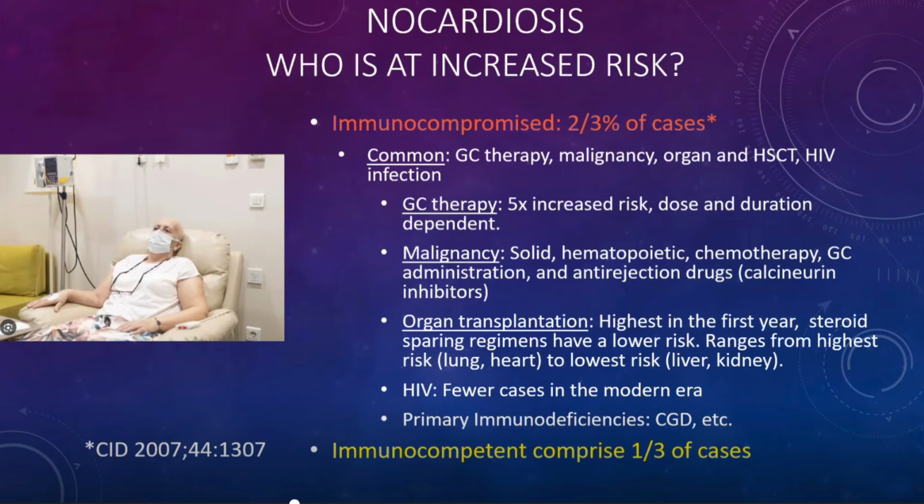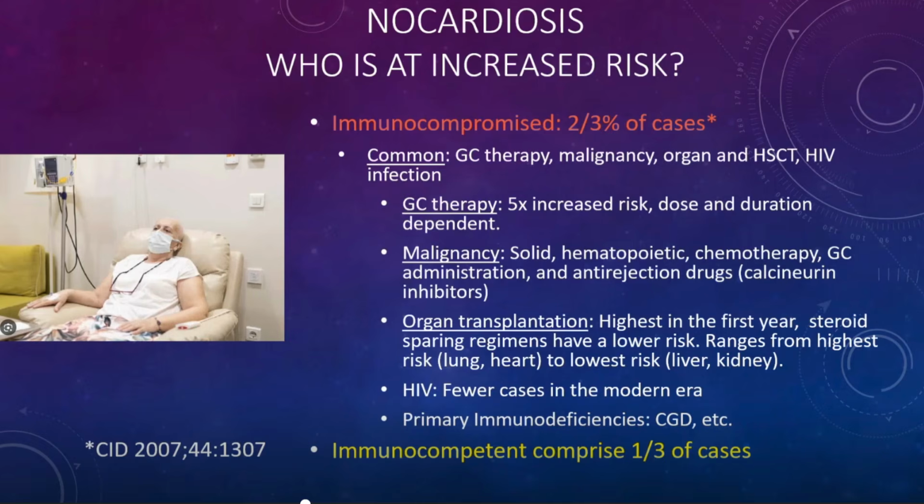Organ transplantation patients have the highest risk in the first year. It's really the association with steroid administration, which can increase that risk. With HIV, there are fewer overall cases of opportunistic infection because of the use of antiretroviral therapy. And let's not forget the primary immunodeficiencies.